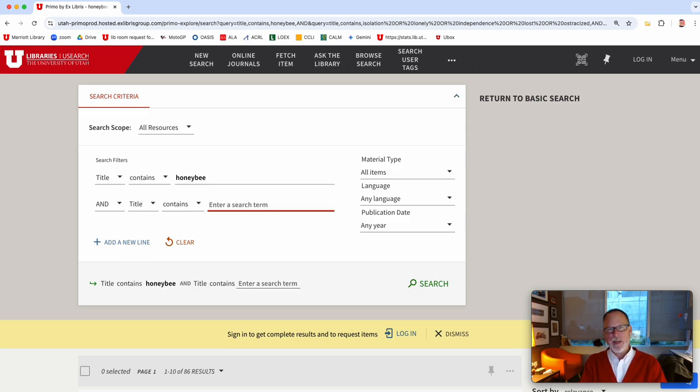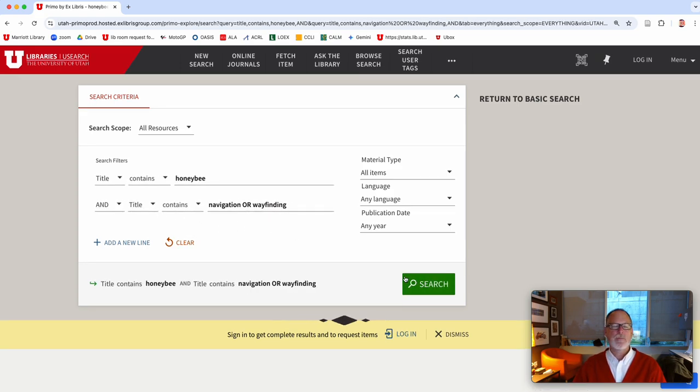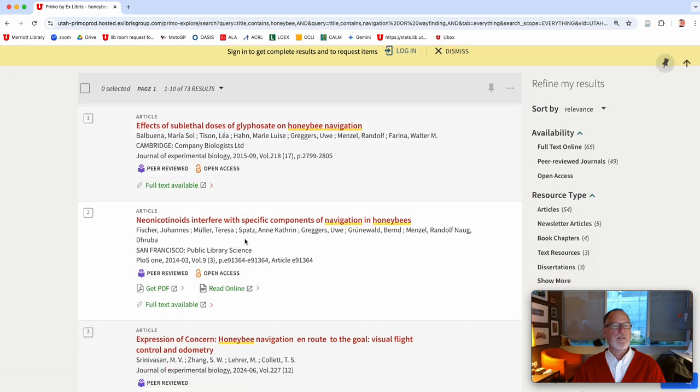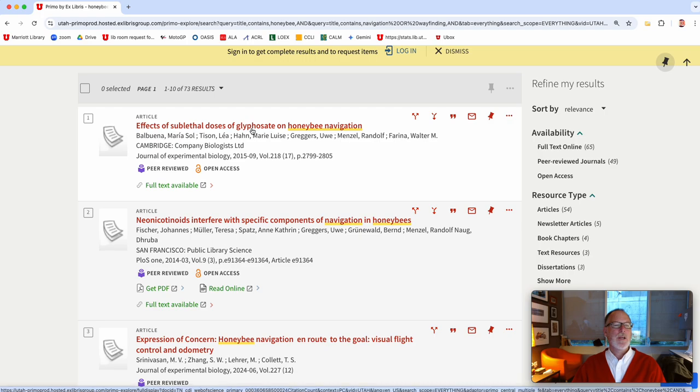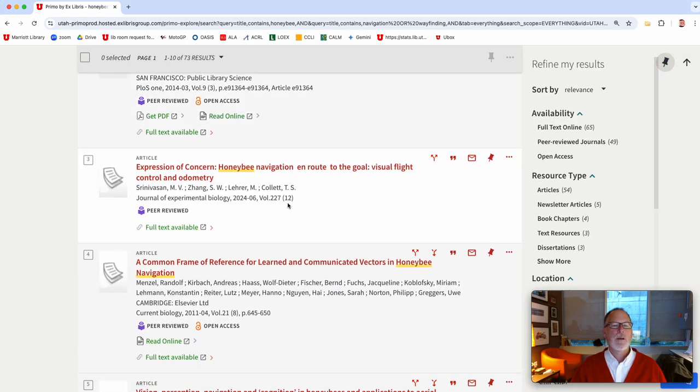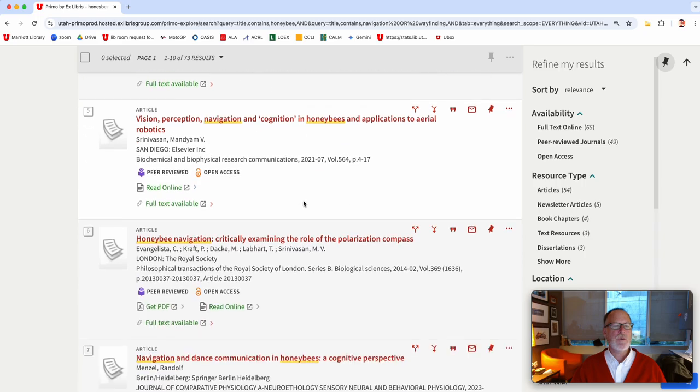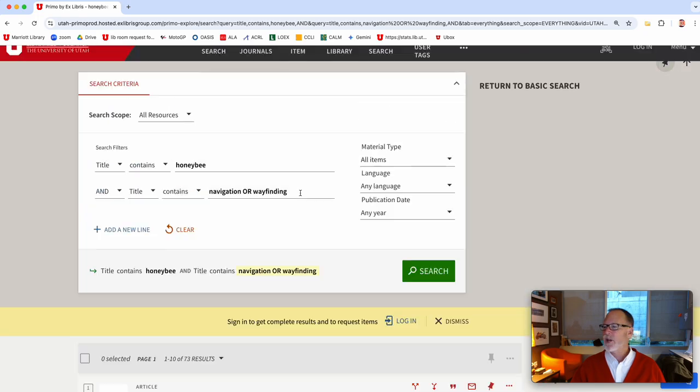But we were talking about how do they get around when they're out of the hive? Navigation or wayfinding. These are technical terms, and I'll keep that in the title. Bees are famous for this. Oh, no way. So this is Roundup. Roundup got blamed for killing bees, whether there's evidence for that or not, and here's an article looking at it, asking does it affect their navigation? Visual flight control. So this one might be better for what you're looking for, the navigation.